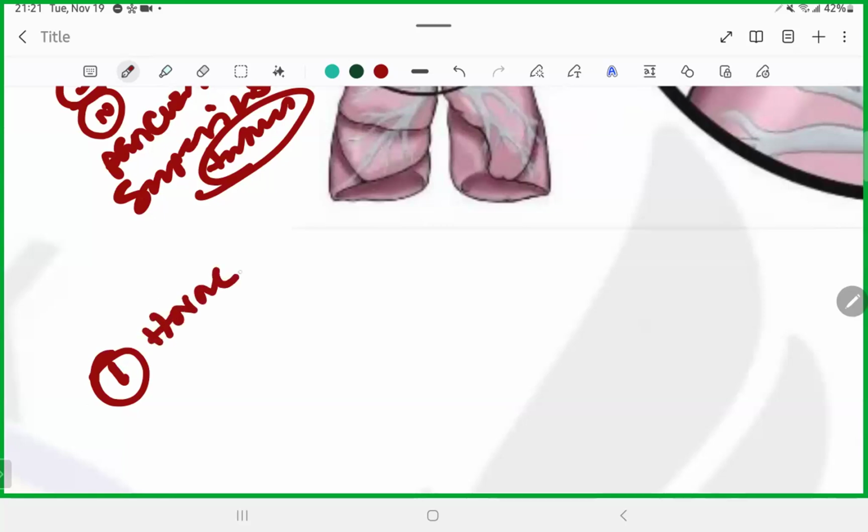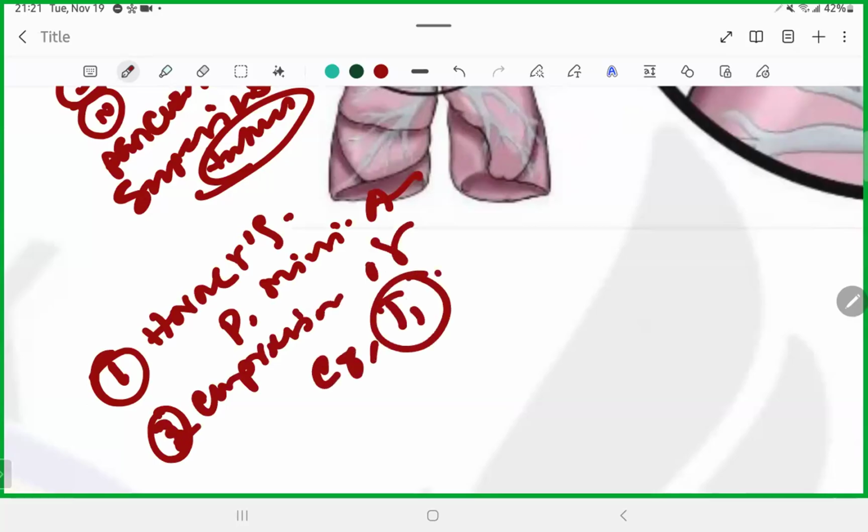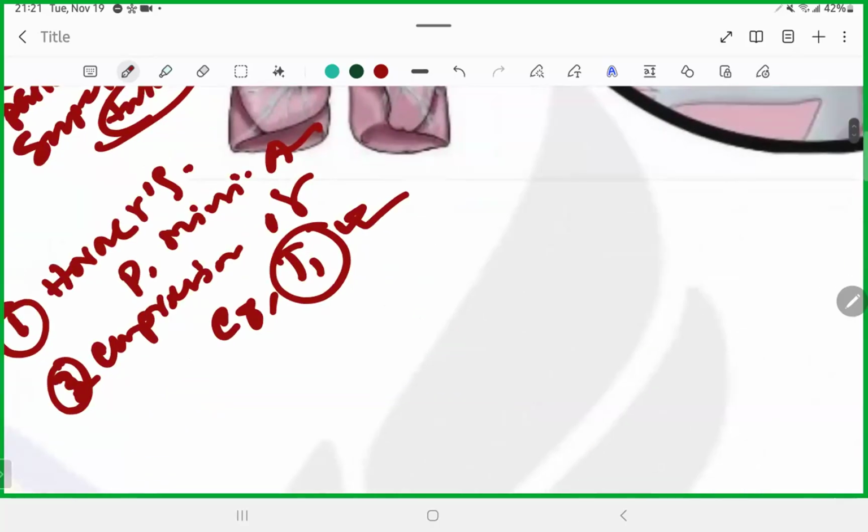Horner syndrome will happen: ptosis, miosis, anhidrosis. Why will Horner syndrome happen? Compression of C8-T1, or mostly T1. Number 3, what is happening?